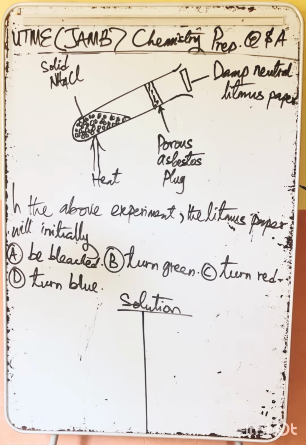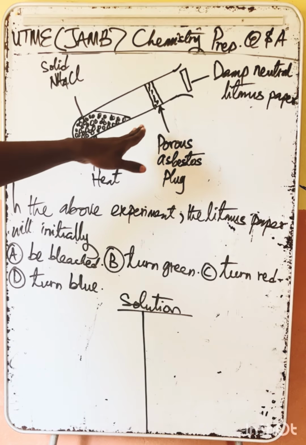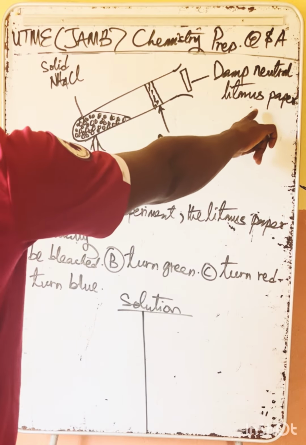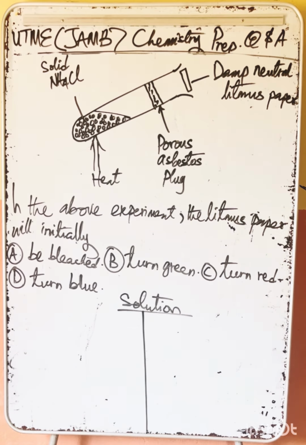And in it, we have solid ammonium chloride that is heated, and somewhere above it, we have a porous asbestos plug, and at the top we have damp neutral litmus paper. So the question goes, in the above experiment, the litmus paper will initially... In a question like this, the question is actually testing on rate of diffusion.